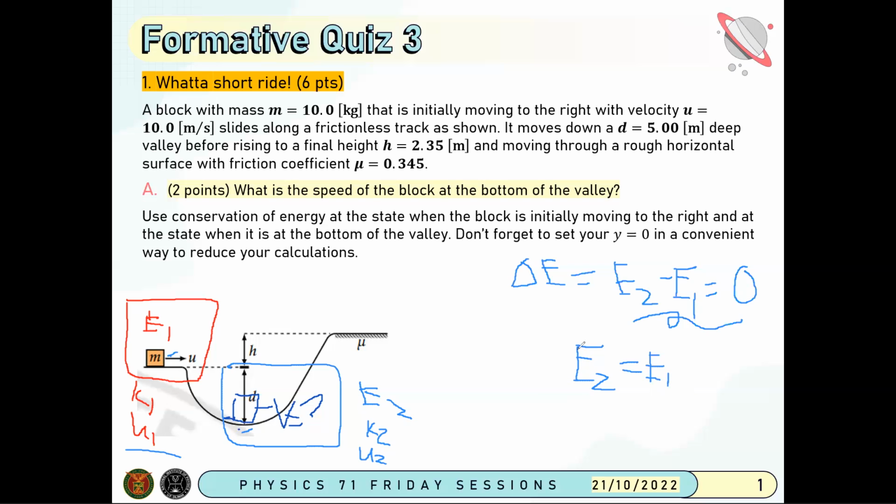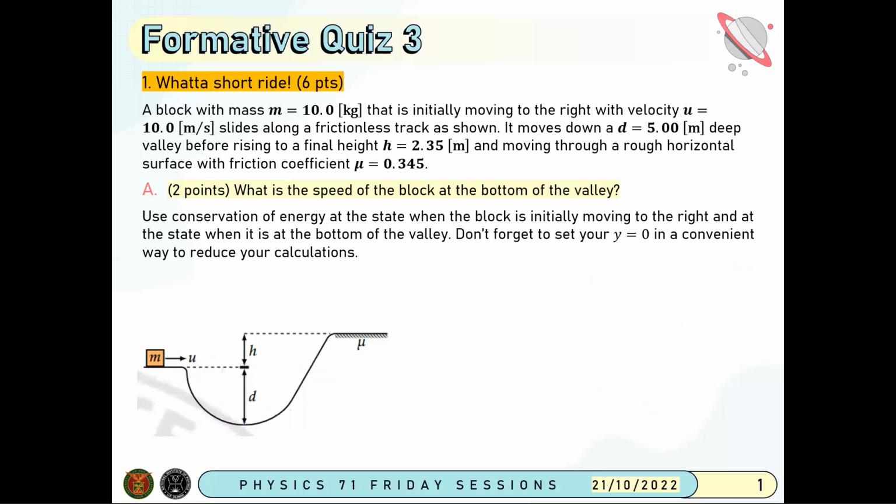Now, E2 is the total kinetic energy K2 plus U2, and E1 is K1 plus U1. From this, you have to find the values for the kinetic and potential energies for the initial and final state. So don't forget to always set your y equals 0 or x equals 0 in a convenient way to reduce your terms and simplify your calculations. So that's for letter A.